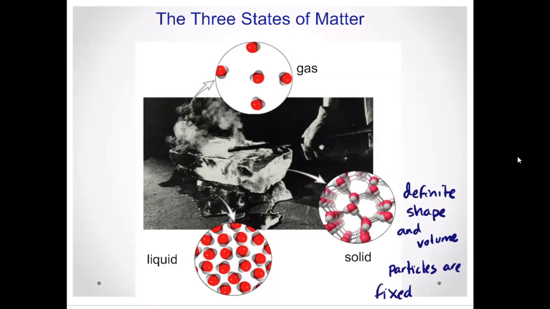Then you go to liquids. If you took solid ice and started to warm it, it will turn into liquid water. As you can see here, there's no organization to these molecules, whereas in the solid it's a very structured organization because they're fixed. These molecules are flowing over each other. We say that they have a definite volume, but they don't have a definite shape. Definite volume, indefinite shape.